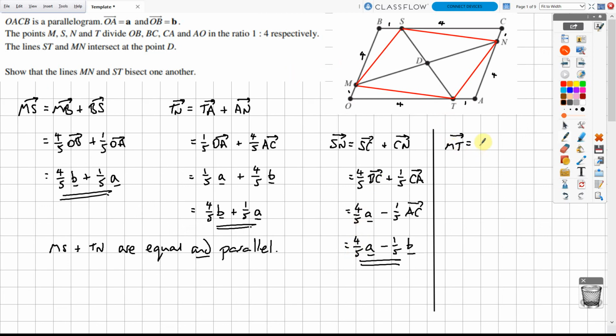MT. It gets a bit laborious, but you just have to work through them. MT is equal to MO plus OT. MO is equal to 1/5. Now we're going from M to O, so I need to put 1/5 of BO plus OT, that's 4/5 of OA. Now, as we've seen before, I'd rather that these letters were the other way around, so I'm going to put negative 1/5 OB plus 4/5 a. And so, to rewrite it in the same order as this, I've got 4/5 a minus 1/5 b.